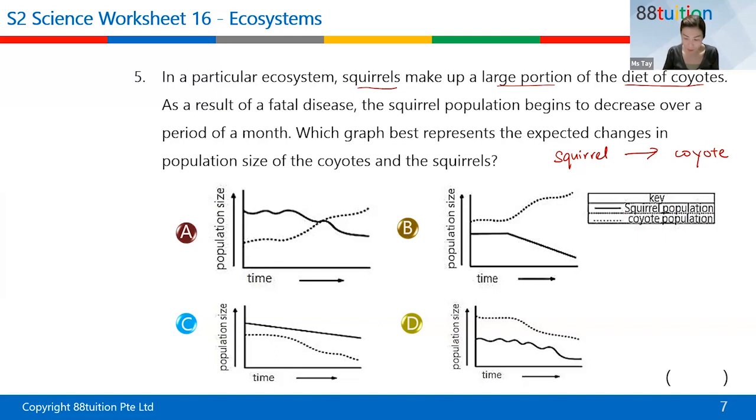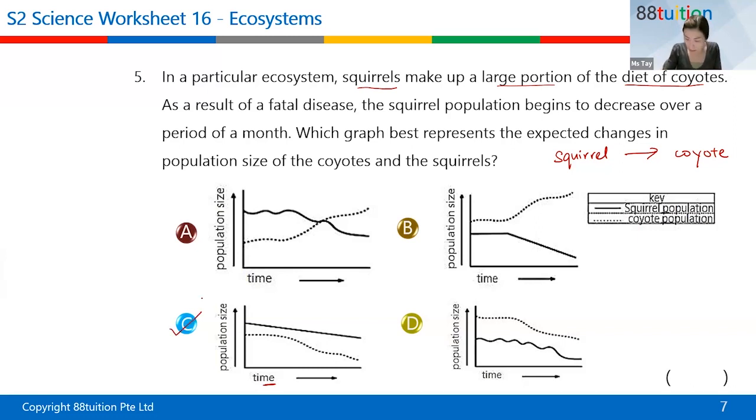So which graph best represents the expected changes? This is telling you over a period of 1 month. Which graph here shows you what is changing? The question asks that. There are students who think that it is after that 1 month that they're supposed to predict what will happen to the populations of each of them. No, it's during. So in the whole process of that 1 month, this time here is telling you the whole month. So what is the answer?